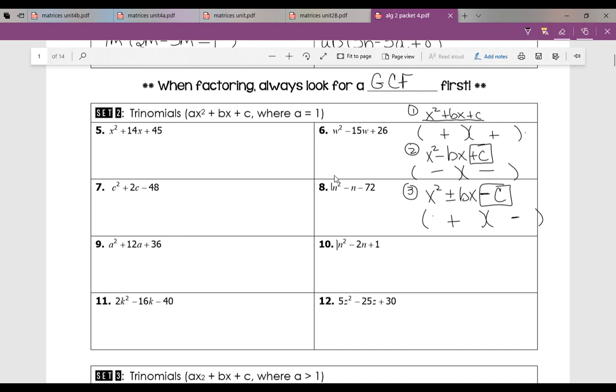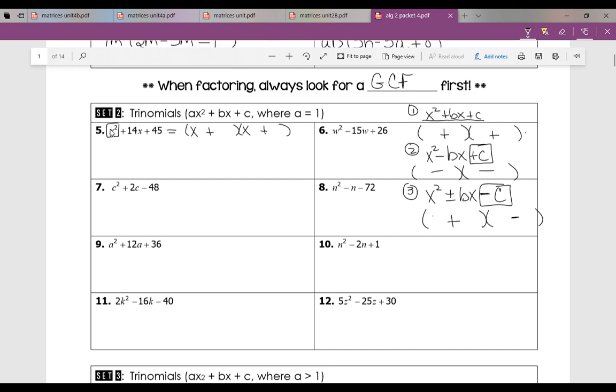All right. So in my first problem, it is in order x squared plus bx plus c. I see no negatives, so my final answer is going to be a plus plus. Now, I'm going to take the first number and I'm going to split that exponent in half. What's half of 2? 1. So x to the first, x to the first.